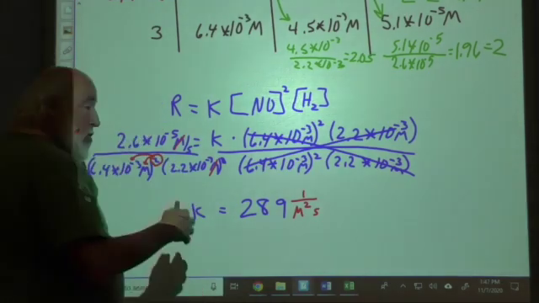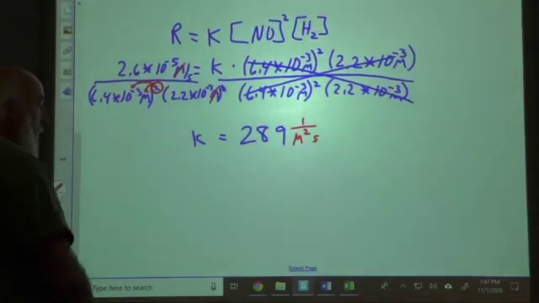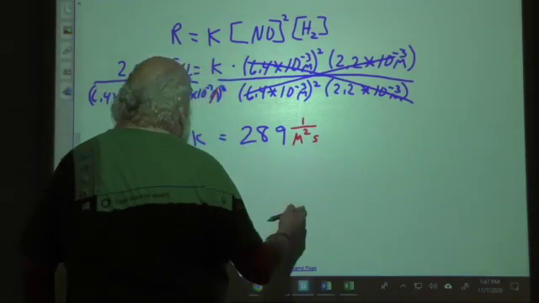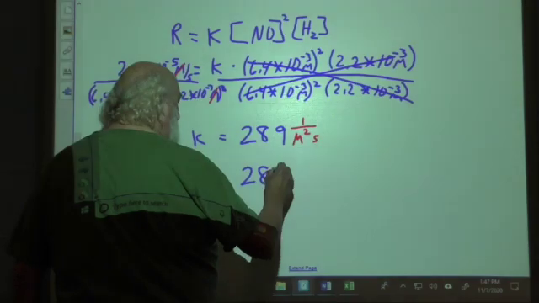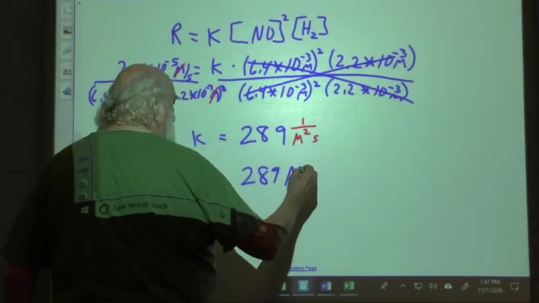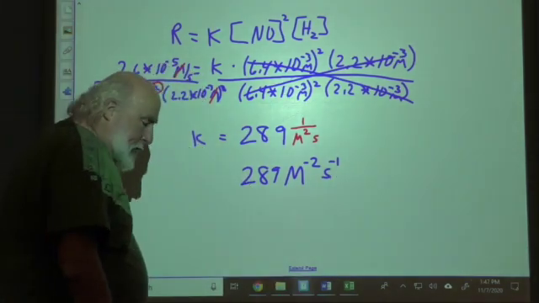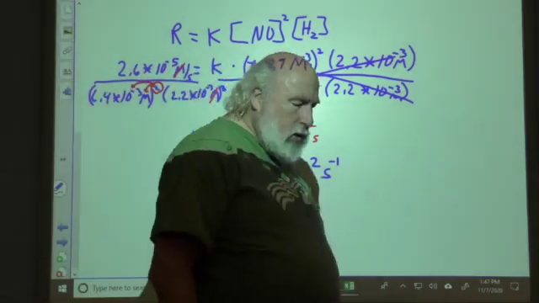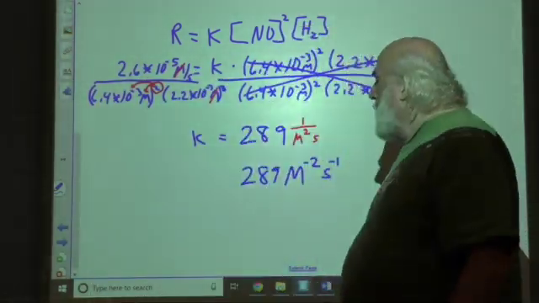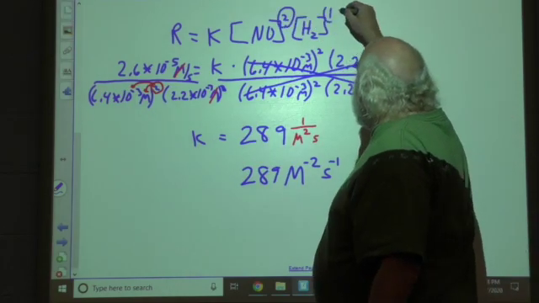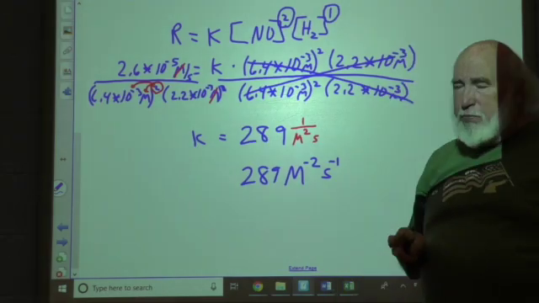Now, again, you could write it like that, that's fine. I prefer the negative exponents. So I'm going to say that the answer for this is 289 moles per liter to the negative 2, s to the negative 1. Now, this is a third order reaction because 2 plus 1 equals 3.